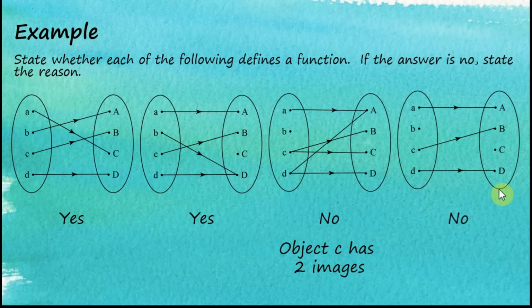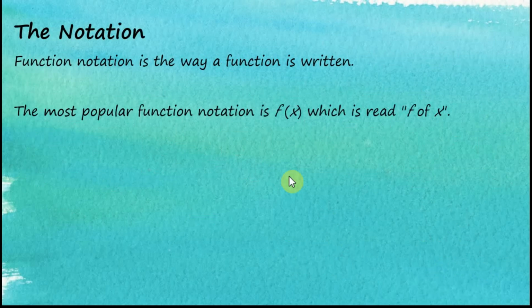Okay, the last one. Now this is not a function. Why? Because this object has no image. Just now we learned that for functions, every object must have one and only one image. But this object has no image, and therefore this is not a function. Reason: object B has no image.